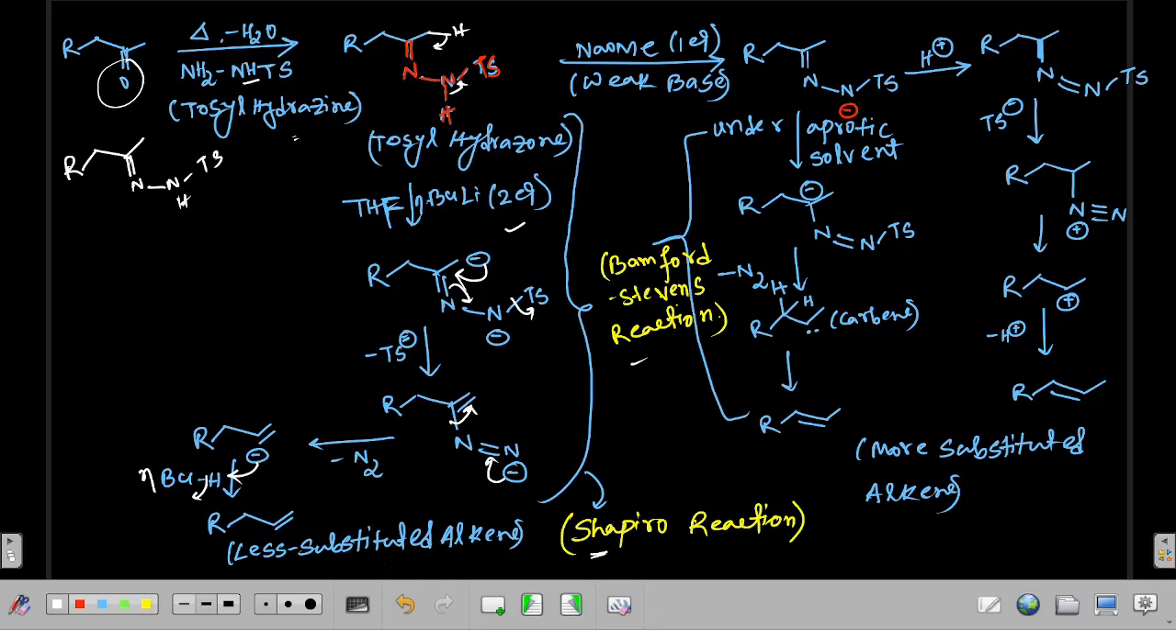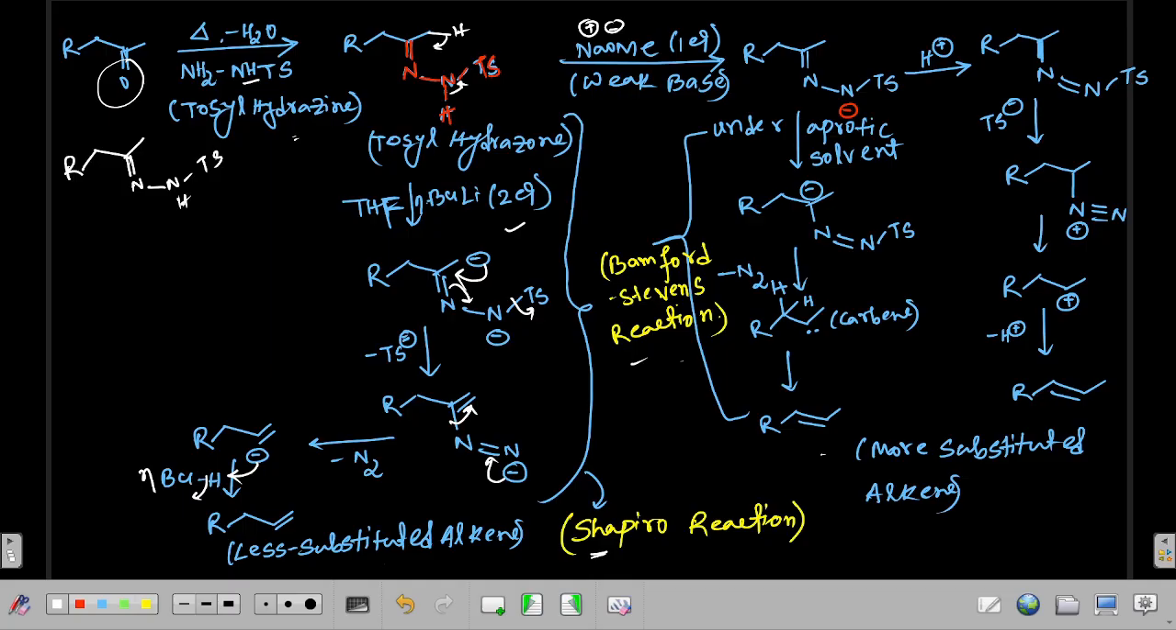But in case of Bamford reaction, it will form more substituted alkene. So now we will see the Bamford-Stevens reaction. In case of Bamford-Stevens reaction, we are using sodium methoxide, which is a very weak base. And in case of Shapiro reaction, we are using very strong base, that is n-butyl lithium. So sodium methoxide acts as a weak base, and we are using it only one equivalent.